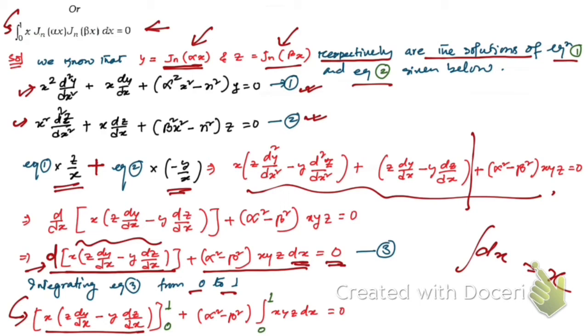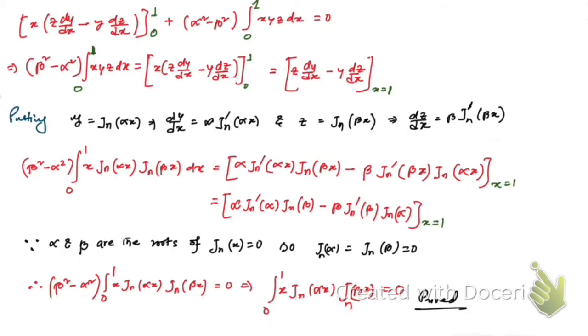Now here you see this alpha and beta are taken out of the integral as they are constants. Then the integration from 0 to 1 of x y z dx. Now here you see what y is and what z is. We have already mentioned that y is this and this is z. So if you put y and z here, then let's go to the next slide.